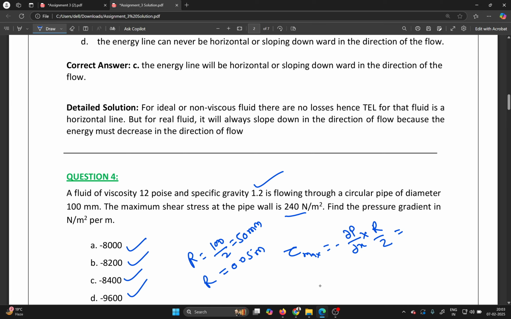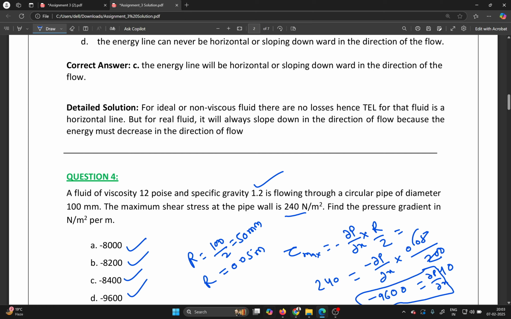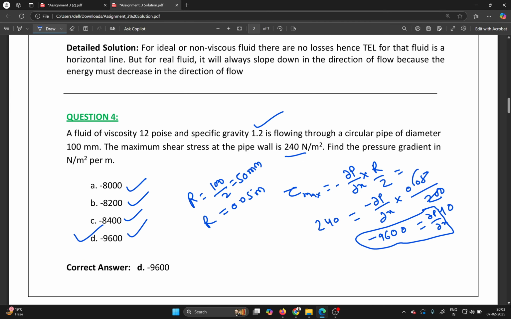So here you need to put 240 equal to, you need to calculate these things into R value 0.05 divided by 2. So it is, what, like 20 and 5 fours are, and this value is your minus dp by dx. So option D will be correct. Very easy question. So we'll move on to the next question.